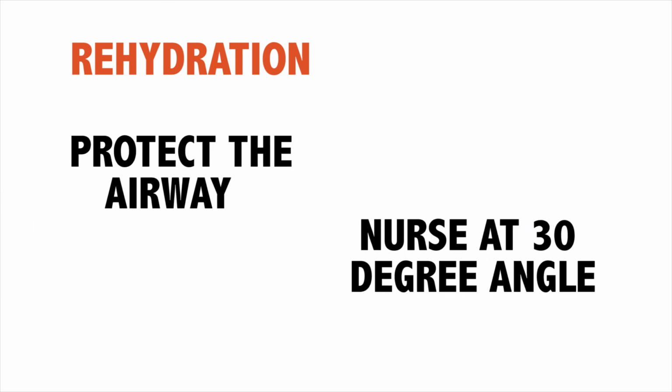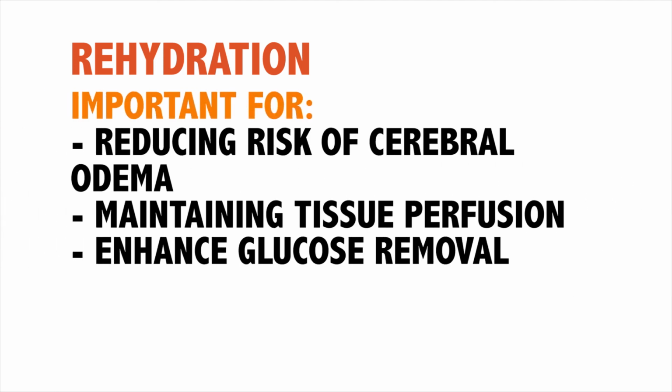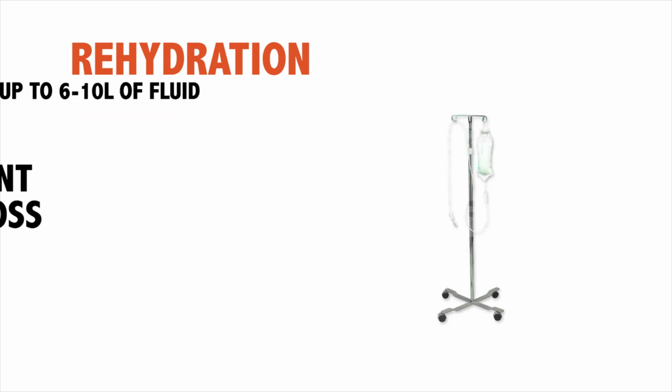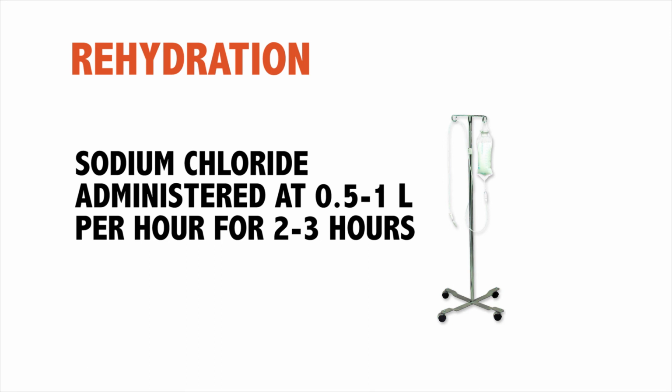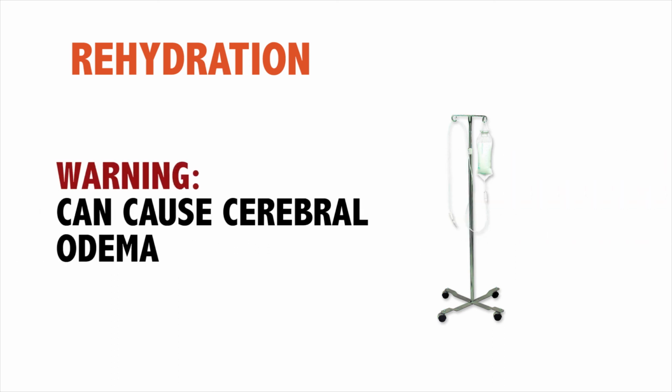Rehydration. It is important to protect the airways and to nurse at a 30-degree angle during rehydration to reduce the risk of cerebral edema. Rehydration is important for maintaining tissue perfusion and enhanced glucose removal by the kidneys. Patients might need up to 6 to 10 liters of IV fluid to replace the fluid losses caused by polyuria, hyperventilation, diarrhea, and vomiting. Initially, sodium chloride solution is administered at a rapid rate, usually 0.5 to 1 liter per hour for 2 to 3 hours.